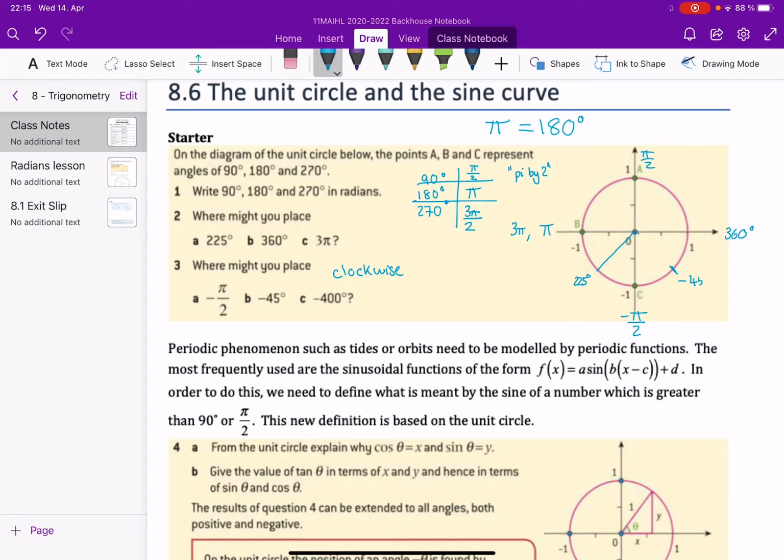And negative 400, that's a bit trickier. So I'm going to draw it on again. Negative 400, I'm going clockwise. I'm going to do a full turn. That gives me 360. If I want to go up to 400, I need to do another 40. So it's not quite going to get to negative 45, is it? It's going to be about here. Maybe even closer than that. It's a bit tricky to draw that one on accurately, isn't it?